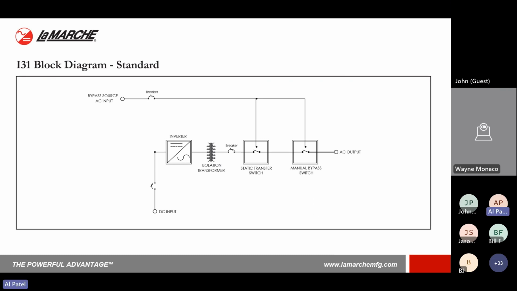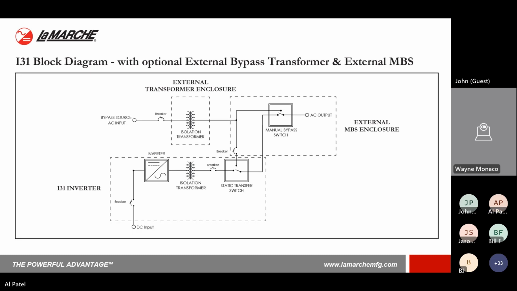Let's go over the block diagram of the I31, the inverter. As you notice, the entire charging section is removed because that's an external component now, and we are only providing you with an inverter that converts DC to AC to power your AC loads. Along with a bypass source, the rest of the system stays the same. And if you need an external isolation transformer along with an external bypass switch, we can also offer that in a separate external enclosure.